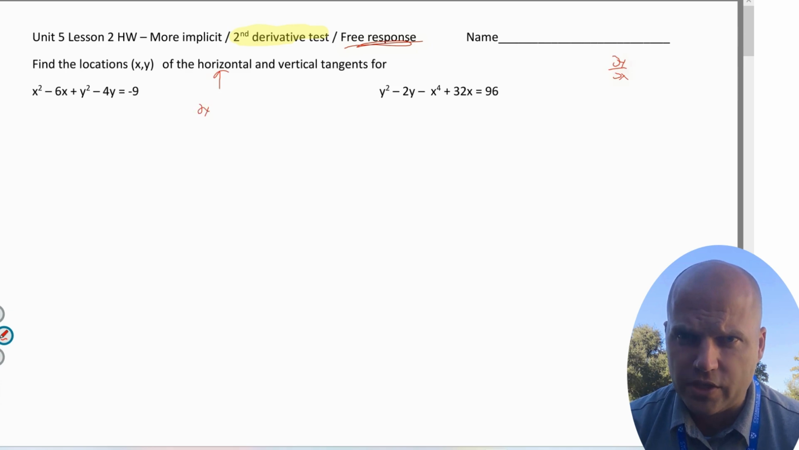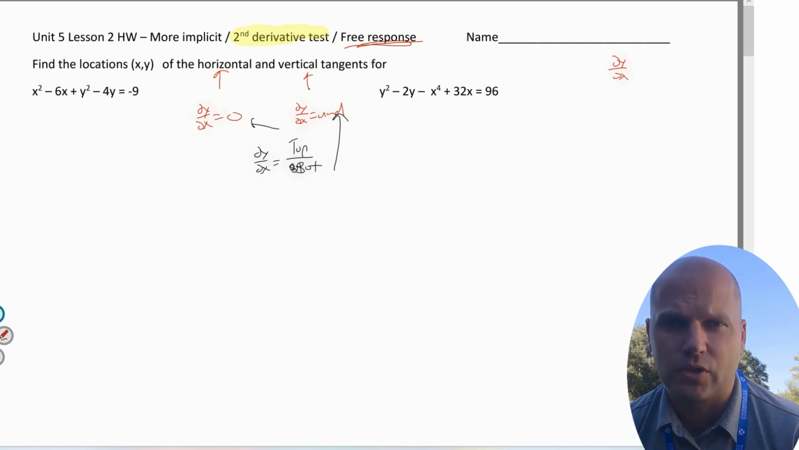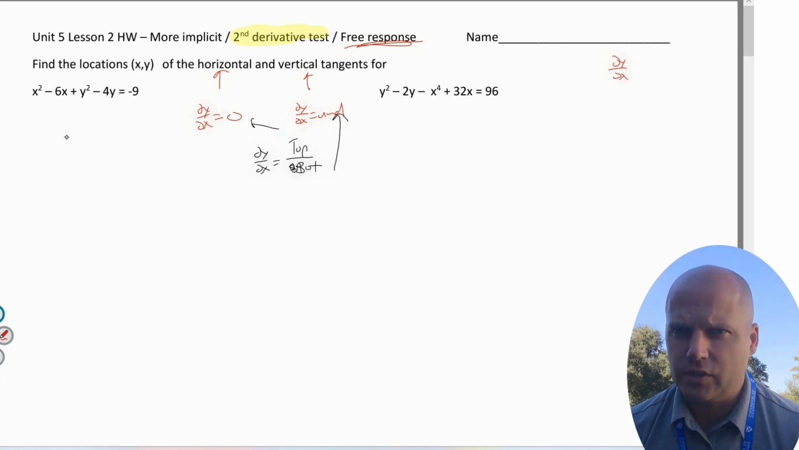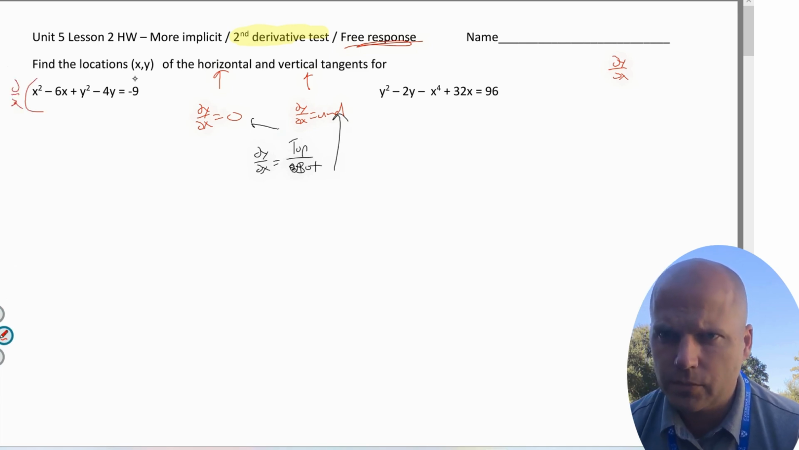Key to horizontal tangents are when your slopes are 0. Key to vertical tangents, that's when your slopes are undefined. If you have a denominator in a slope equation, it's as simple as your top will equal 0, you'll have a horizontal tangent, your bottom will equal 0, you'll have a vertical tangent. Okay? So let's just go.